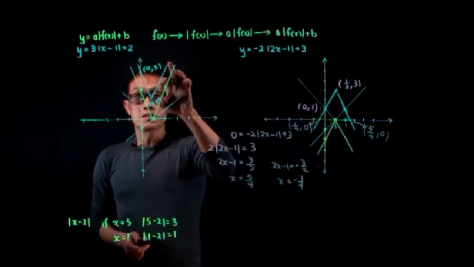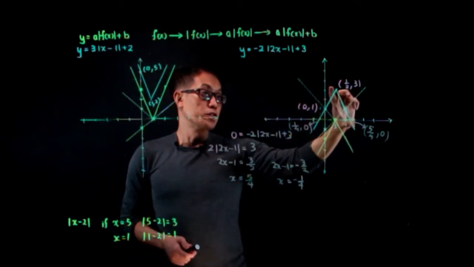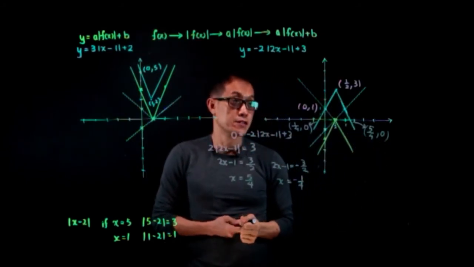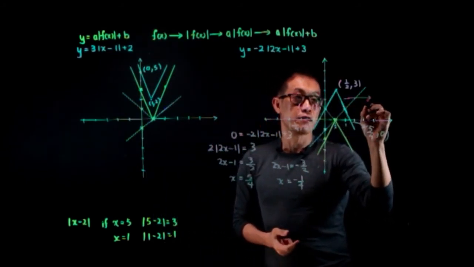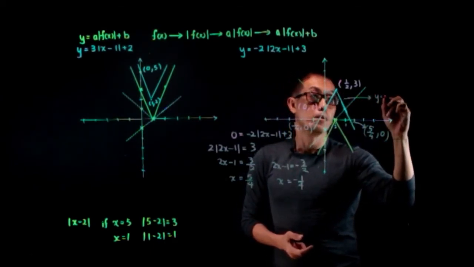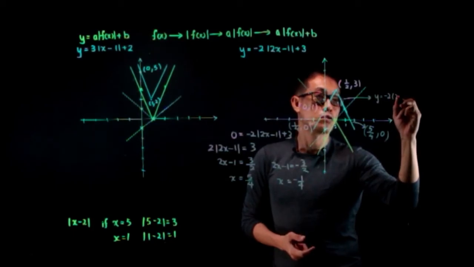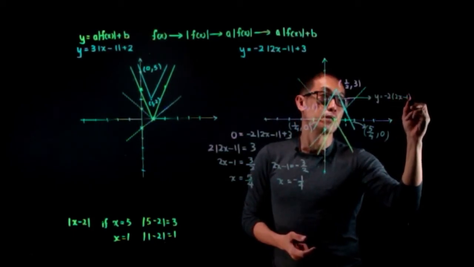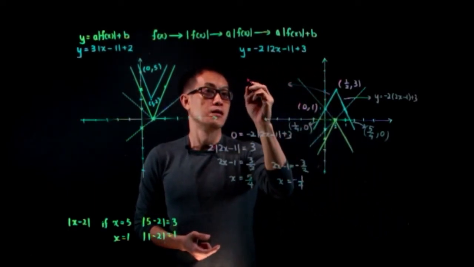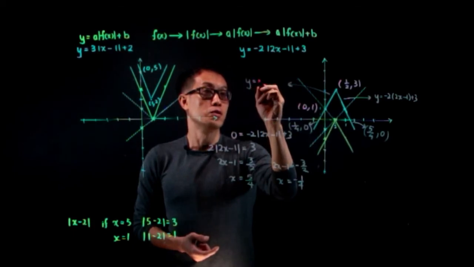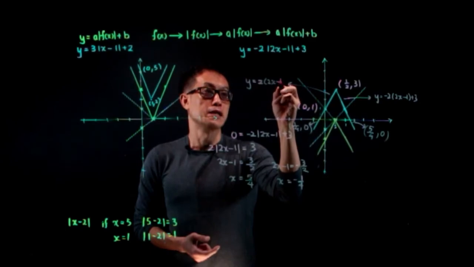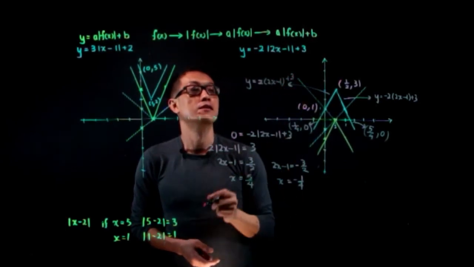Now, what is the equation for this part of the graph? Now you find that this is a negative gradient. So your equation of this graph, this part of it will be y is equals to minus 2 mod 2x minus 1 plus 3. This part is y is equals to minus or 2 into mod 2x minus 1 plus 3. Okay?